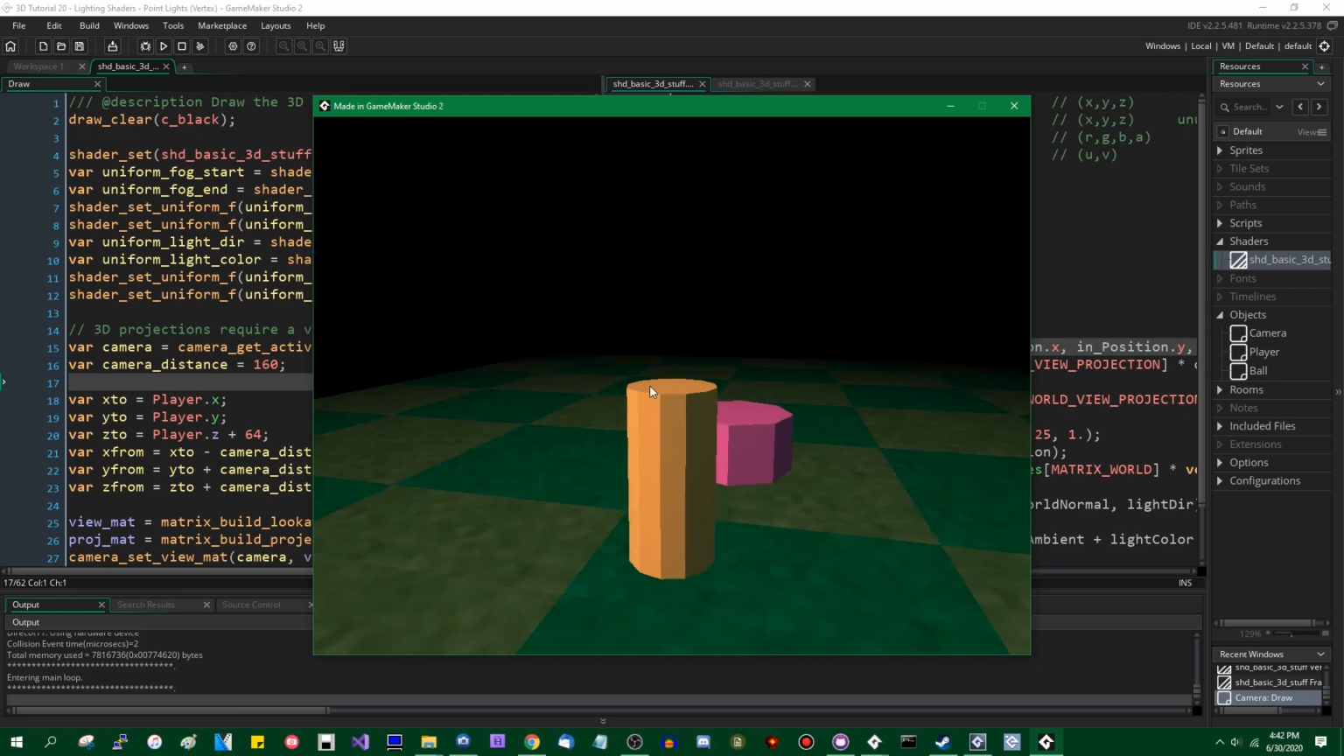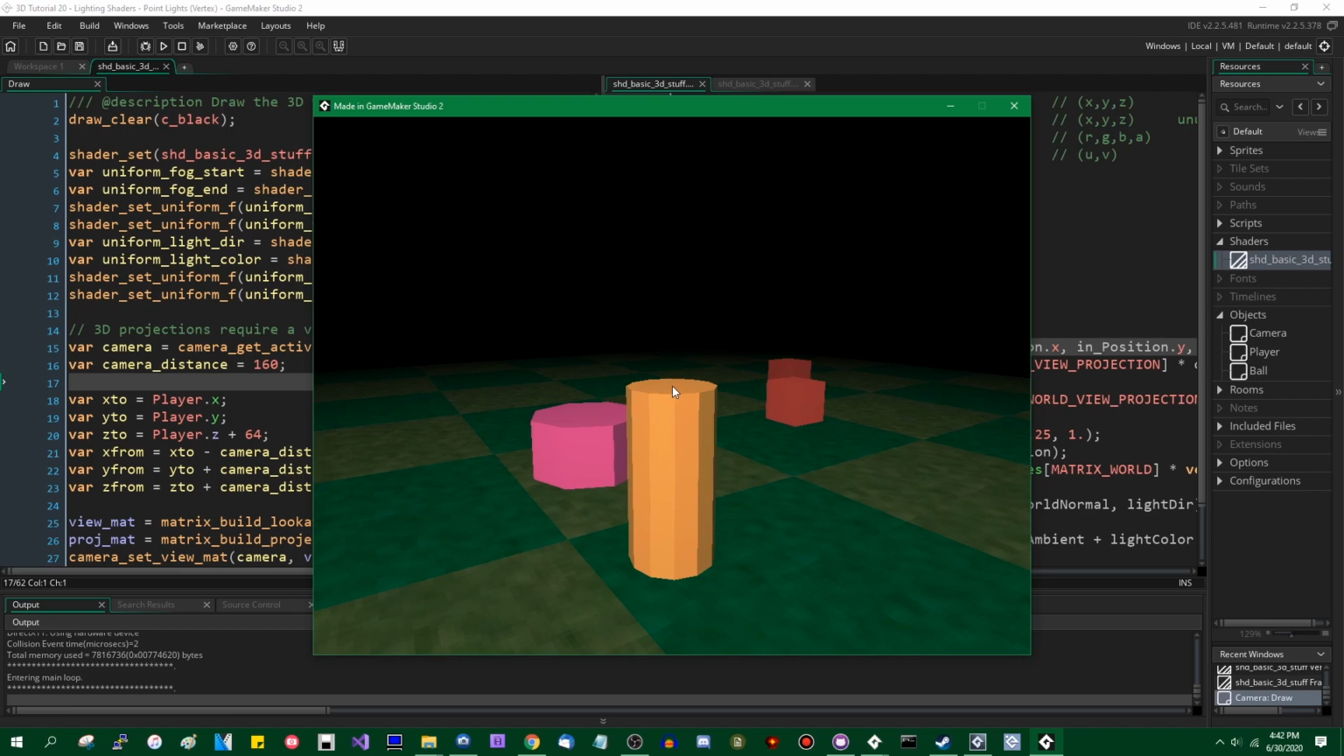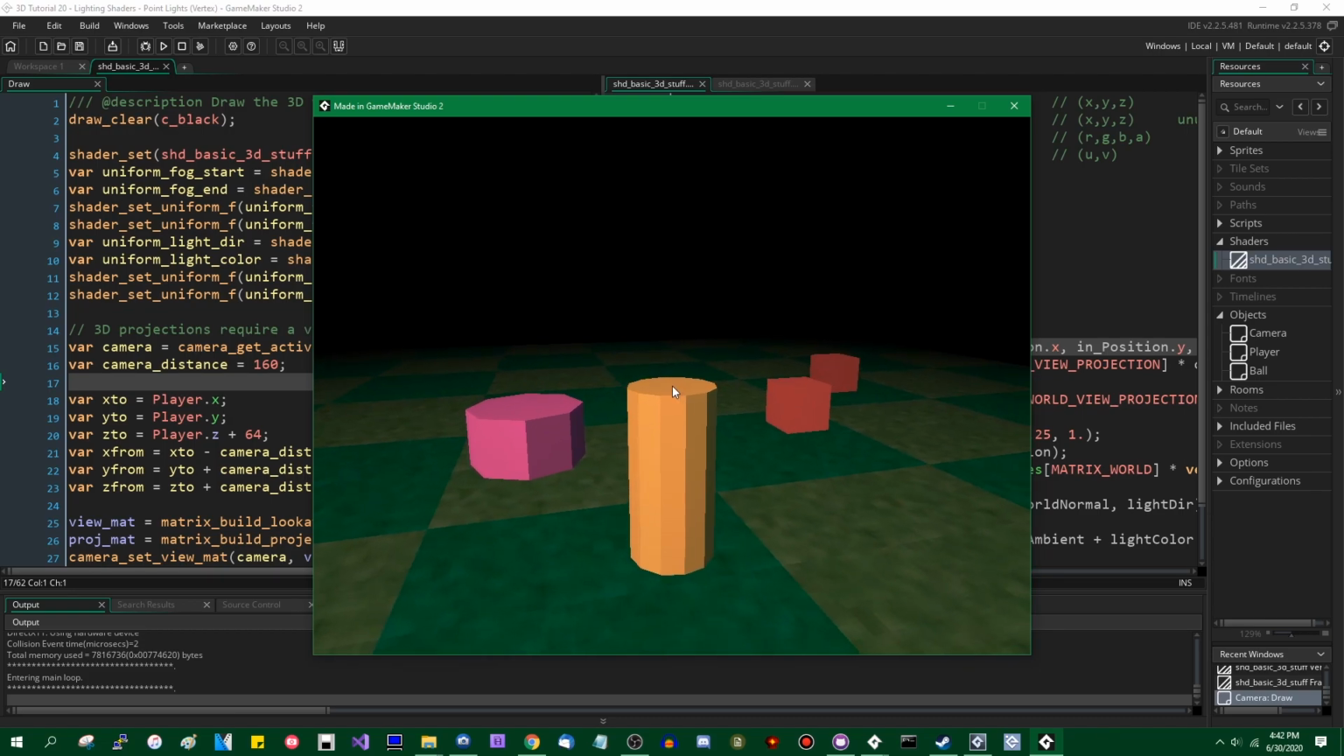This is a reddish directional light coming from about there and traveling to about there. And today I'm going to be talking about some more lights. These are going to be point lights.